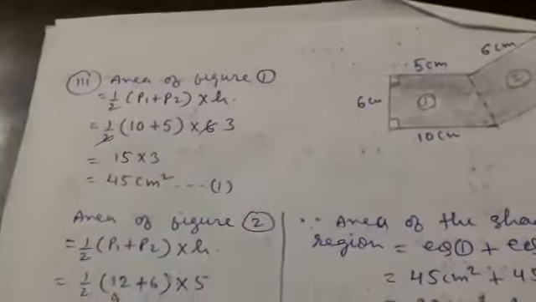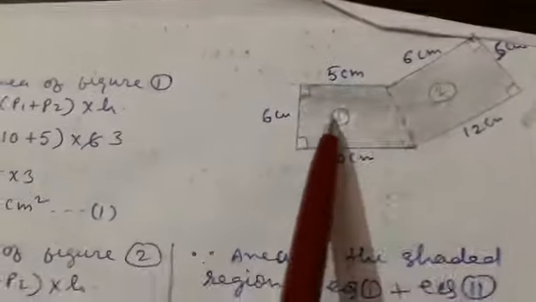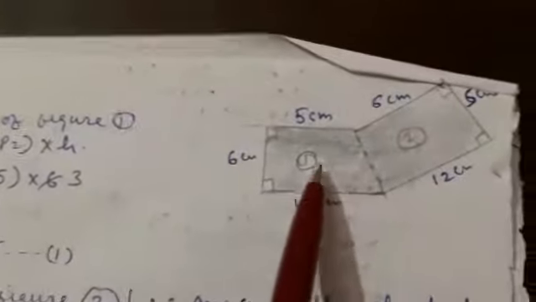Now next, third part. Here a figure is given, so we have to find out the area of the shaded region. For that we will join these two parts. This side we will join, and in this way we have divided the whole figure into two parts. Actually these two parts are two trapezium. So let us find out the area of these two trapezium. Area of the first figure is a trapezium. So what is the formula for the area of a trapezium? Half into p1 plus p2 into height, where p1 and p2 are parallel side 1 and parallel side 2.